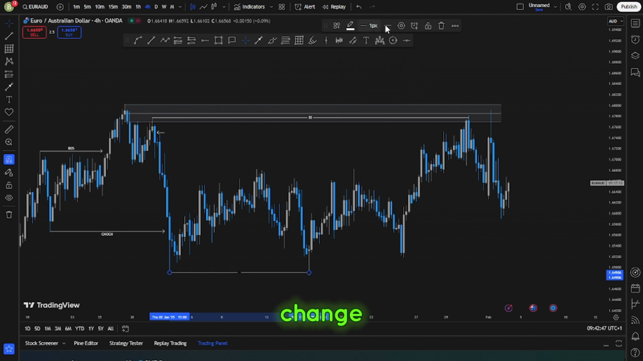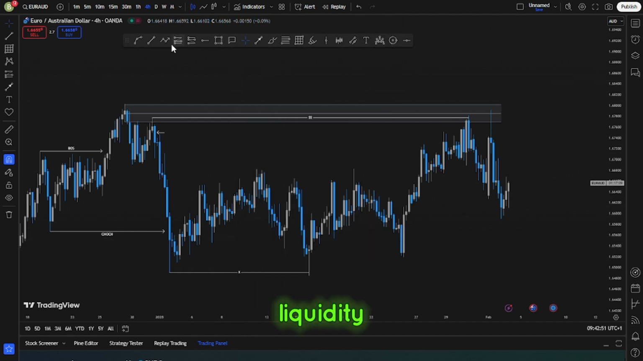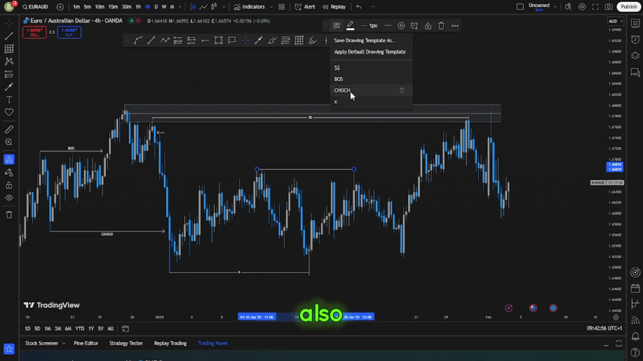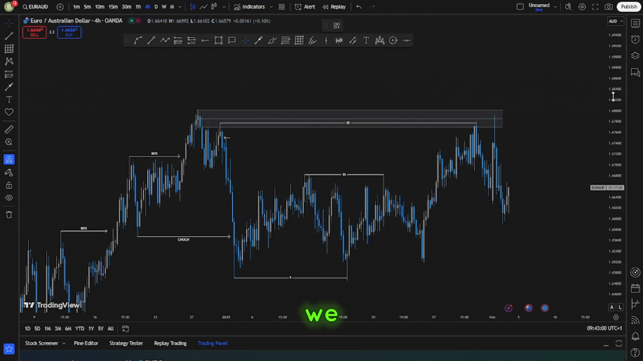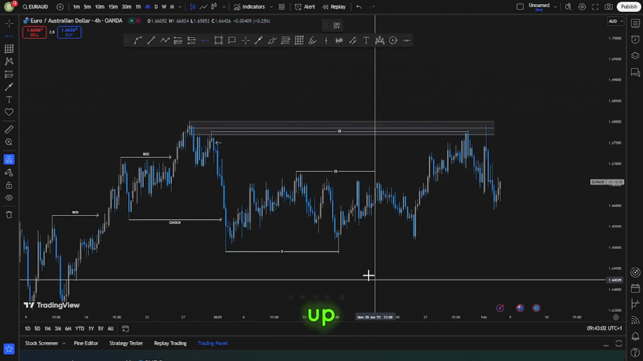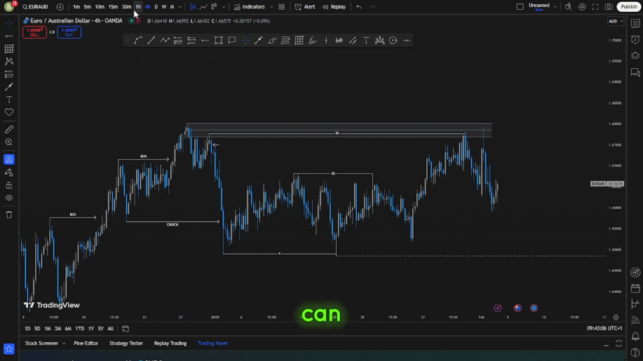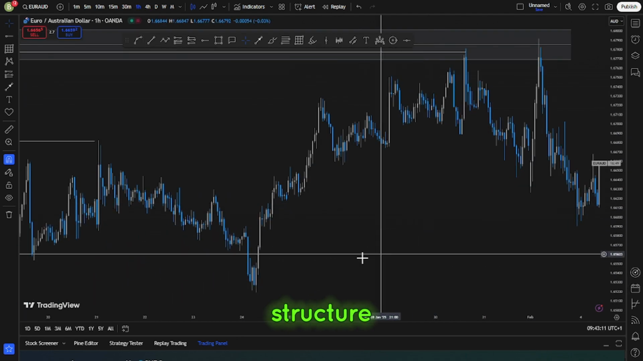So let me just change the color for this so that you can see it. The liquidity here was swept through. Then we have this liquidity area that was also swept through by this push to the upside here. So we are expecting selling opportunities up until this point here. So we can just switch to the 1 hour. On the 1 hour, we're going to look at structure.